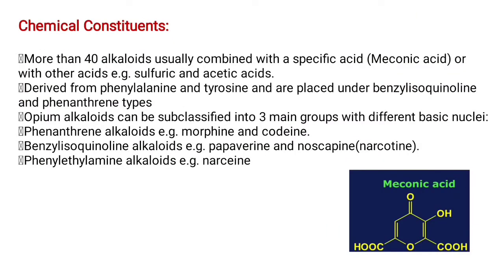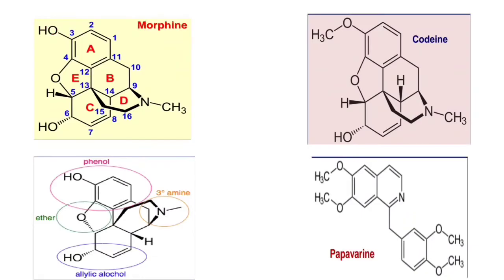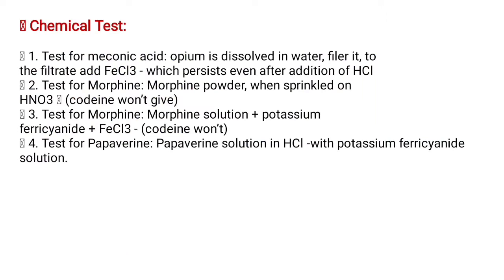Next, chemical constituents. More than 40 alkaloids, usually combined with specific acids, meconic acid, or with other acids, for example sulfuric acid, acetic acid. Derived from phenylalanine and tyrosine and placed under benzylisoquinoline and phenanthrene types. Opium alkaloids can be subclassified into three main groups with different basic nuclei. Phenanthrene alkaloids, example morphine and codeine. Benzylisoquinoline alkaloids, example papaverine and noscapine, narcotine. Phenylethylamine alkaloid, example narceine. These are the chemical structures of morphine, codeine, and papaverine.